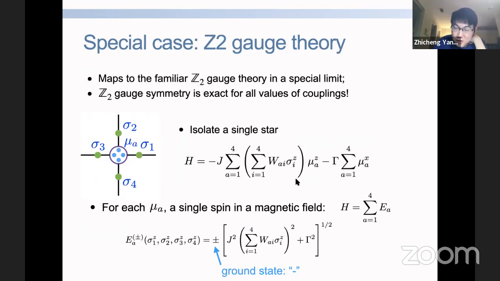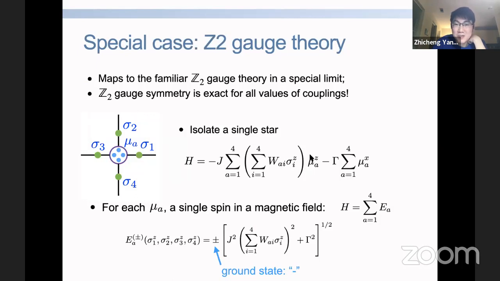If you stare at this Hamiltonian, you will realize that for each mu spin, this Hamiltonian is nothing but a single spin in a tilted magnetic field. Its magnetic field in the z direction is given by this, and in the x direction it is gamma, right? So you can actually diagonalize for each mu_a independently, and then the Hamiltonian is basically a sum of all the E_a's. The eigenenergies associated with each mu_a are independent.